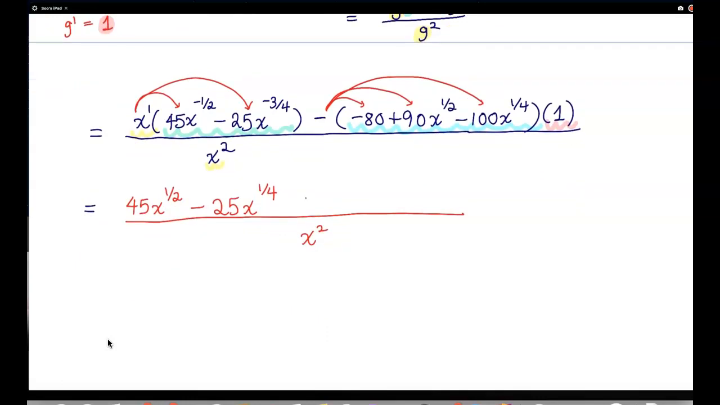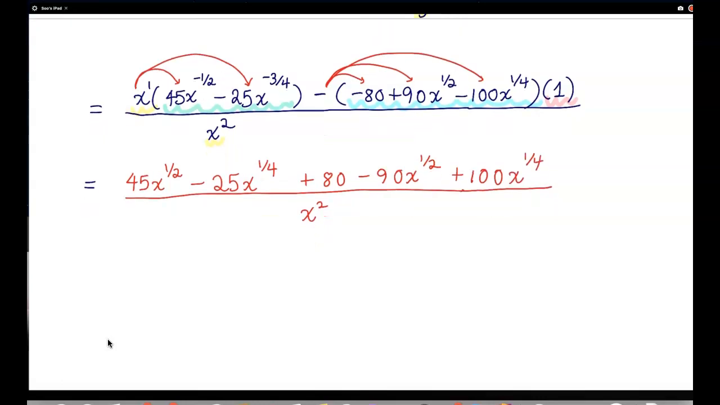So this will be plus 80 minus 90x to the 1/2 power. And then 100 is going to turn into positive. So I changed the sign of all the terms in the second parenthesis. Now, let's see if we can identify any like terms so that we can combine them, okay? If they have the same power, they are like terms, right? I see there is 45x to the 1/2, and there is negative 90x to the 1/2. Those two are like terms. If I combine them, I will get 45 minus 90 is negative 45.